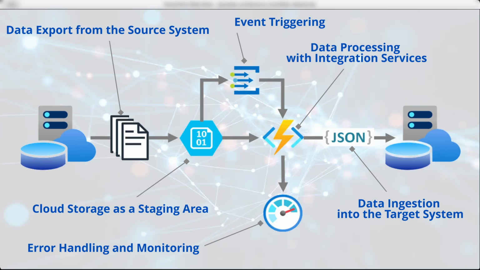This architecture is flexible and can be adapted to different systems and cloud platforms. For example, you could replace Snowflake with Redshift or Dataverse with Salesforce, and the overall flow would remain the same. In the next section, we'll dive deeper into each of these steps.